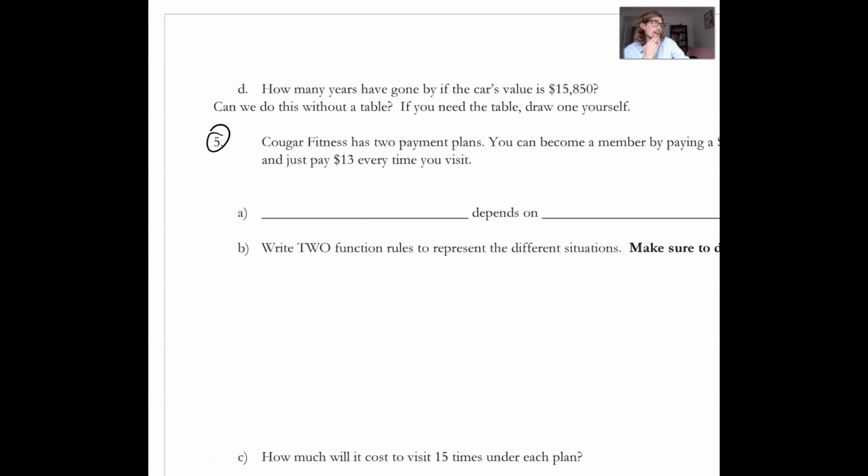Looks like mine cut off. I've got to bring up my other screen here. Give me one moment. Sorry about that.